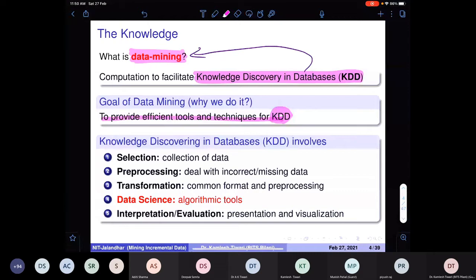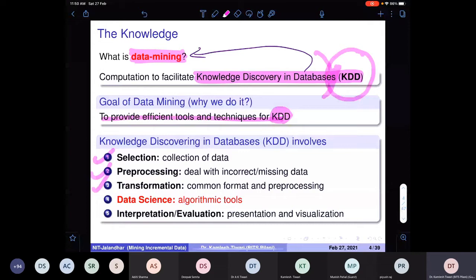If you want to do knowledge discovery in the databases, please note it's not a single database, it is databases. If you have multiple databases, then you can verify your knowledge on them. So you have to do these kinds of things. These five steps are standard steps. People talk about these five things, that if you do them, then we can do the knowledge discovery in the databases.